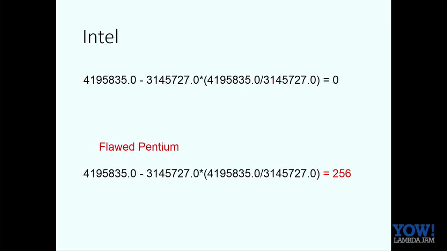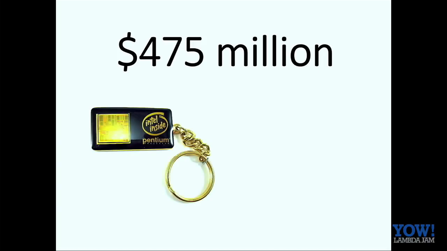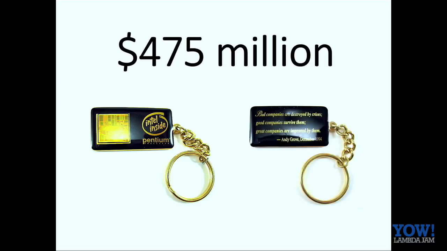And Intel, in the end, they had to replace very many of those Pentiums. It cost $475 million, which was a lot of money, even for Intel. Of course, they had a lot of duff Pentiums after that. So what did they do with them? They put them in key rings, and they gave them to their employees. I've actually seen one of these. And on the back it says, bad companies are destroyed by crises. Good companies survive them. Great companies are improved by them.